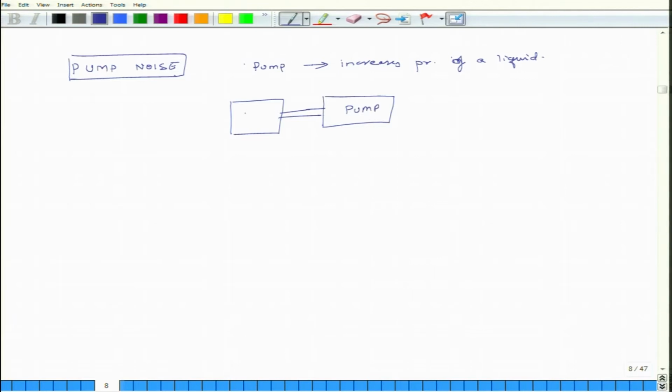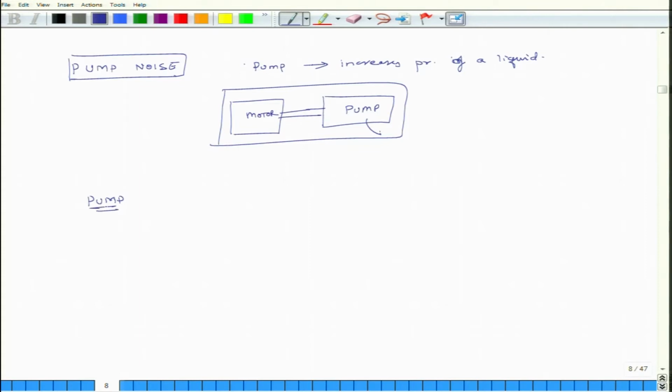So, this is the pump, this is the motor, and this entire thing is also a lot of times referred to as the pump. But what we will discuss today is the noise coming from the pump by itself only. We will not discuss the noise coming from the motor part, we will just focus on the noise coming from the pump. Okay.